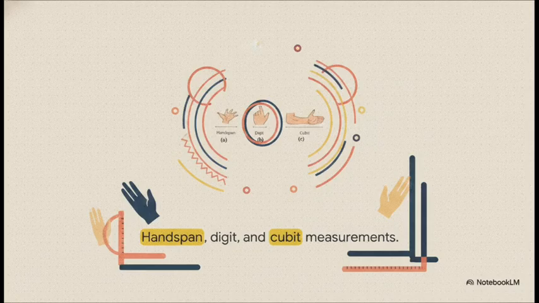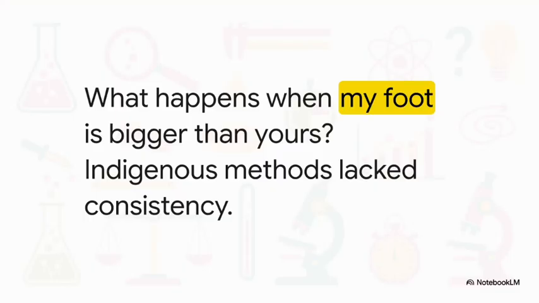Before you could just go buy a standard ruler, people used the most readily available tool they had, their own bodies. It's actually kind of genius. You've got the hand span, which is just measured from the tip of the little finger to the stretched thumb. The digit is literally just the width of an adult guy's fingertip. And the cubit, that's the distance from the tip of the elbow right to the tip of the middle finger. Super resourceful, right?